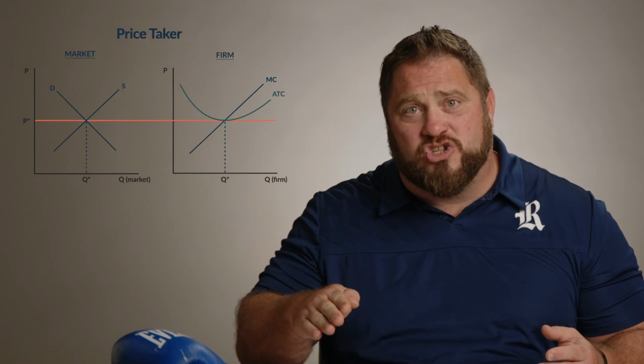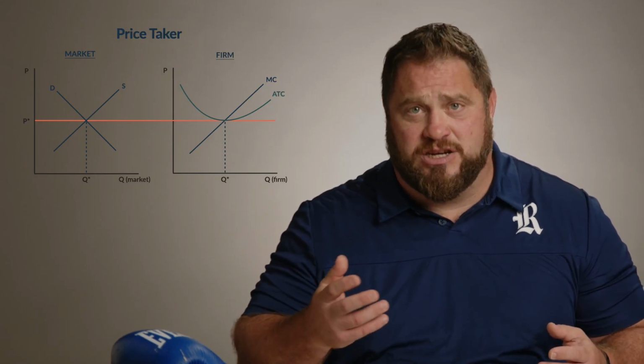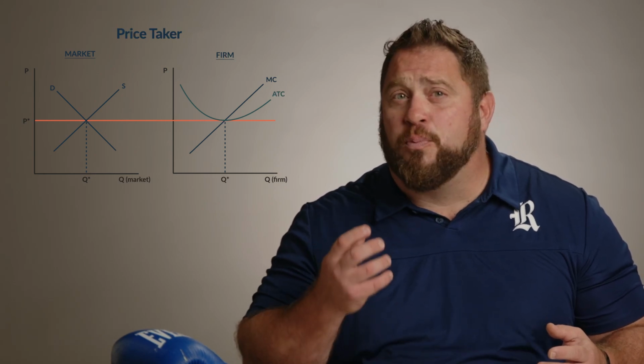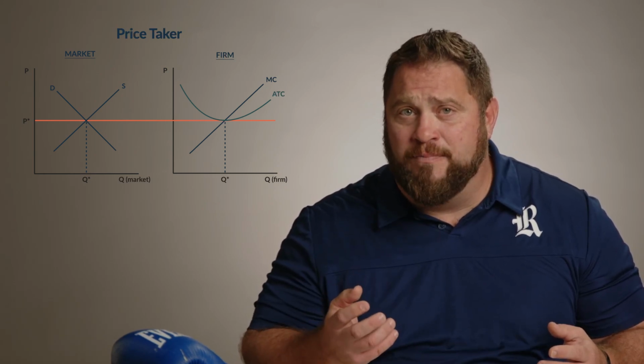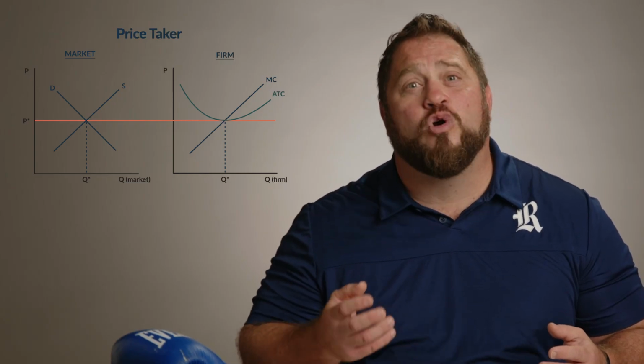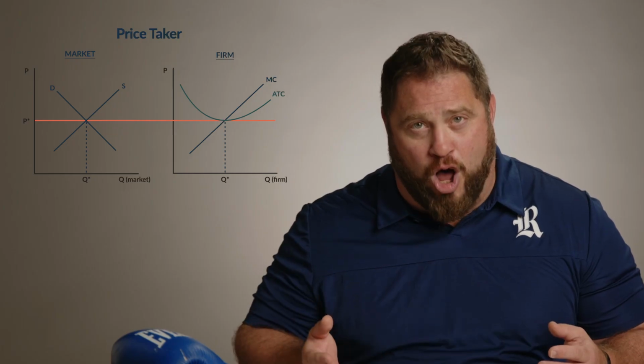It's not downward sloping. You don't have any power over the price. The price is dictated to you. So you can produce as many units as you want, but it's at the price given to you by the market. So if that's the case, where do you want to produce?